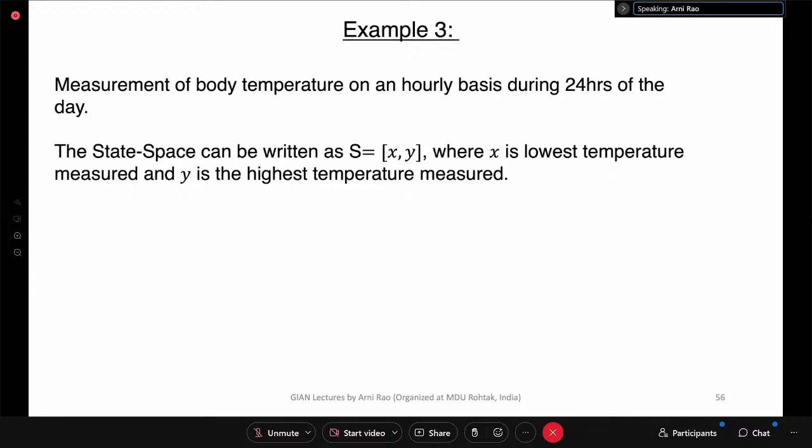Suppose the state space consists of winning 1 rupee each time you play a game, and you might play the game infinitely many times. So 1 rupee, 2 rupees, 3 rupees, and infinitely many rupees. Each time you win the game, you get 1 rupee. You may get 2 rupees, 3 rupees.